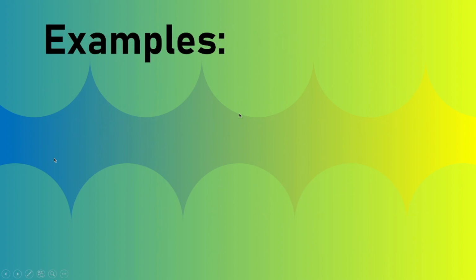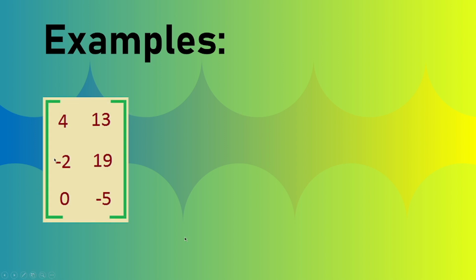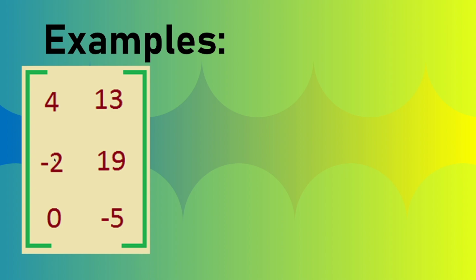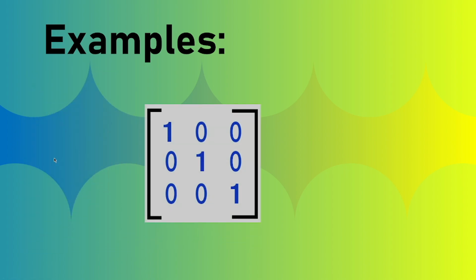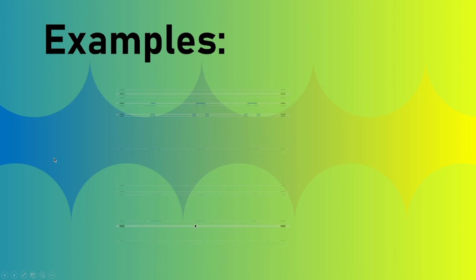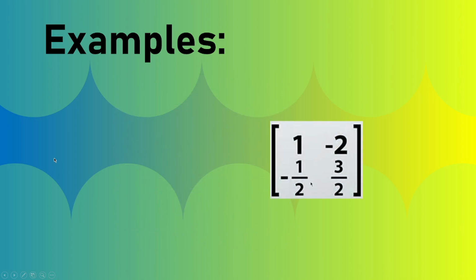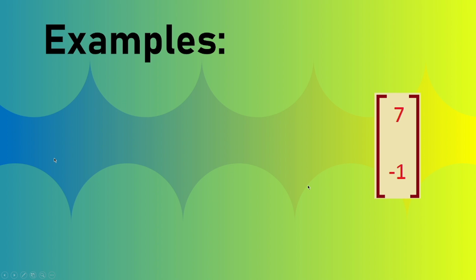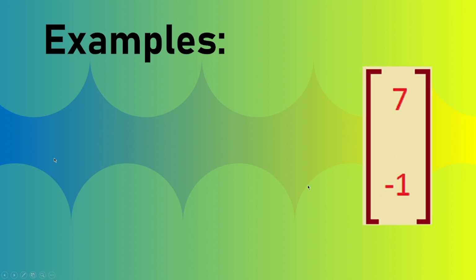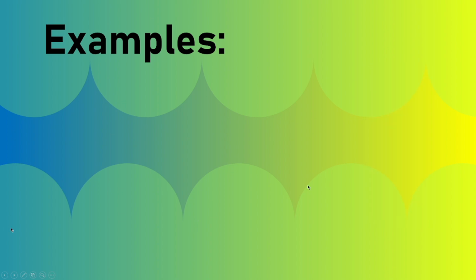Here are some examples of matrices. The first one is a 3 by 2 matrix. The second one is a 3 by 3 matrix. The third one is a 2 by 2 matrix. The fourth one shows a 2 by 1 matrix. This shows that matrices can be any size.